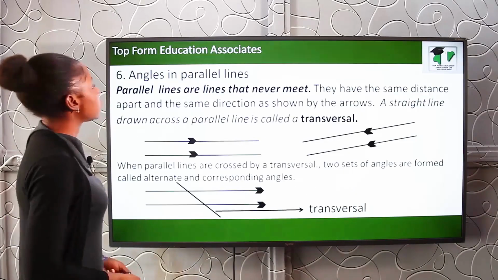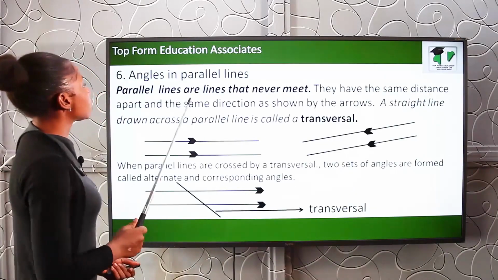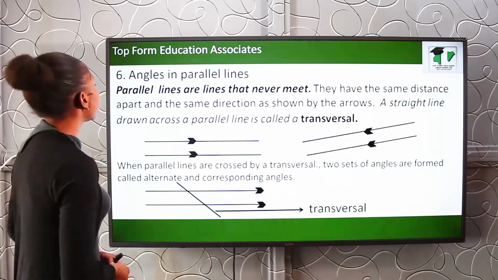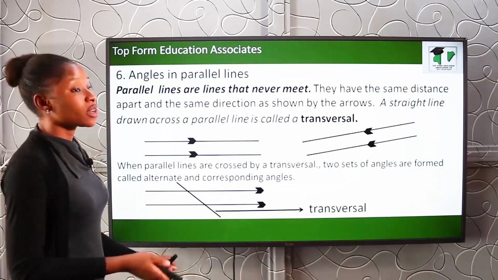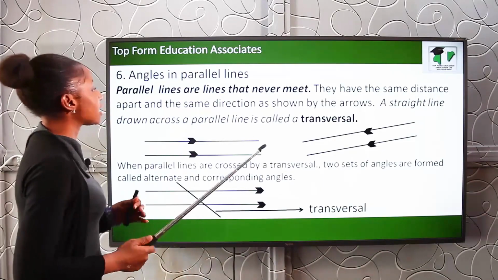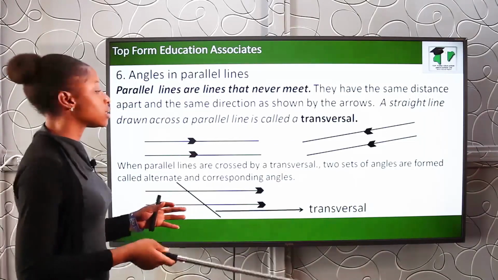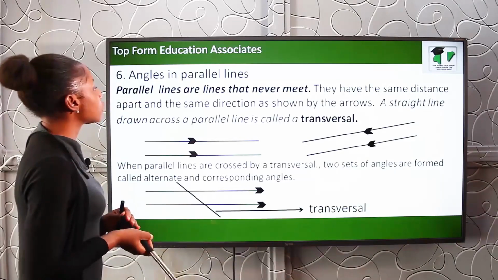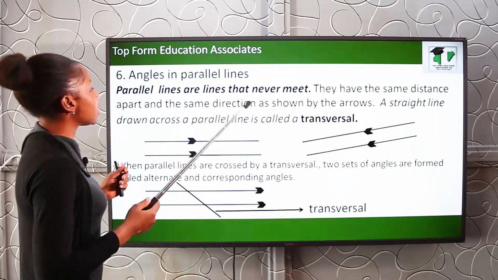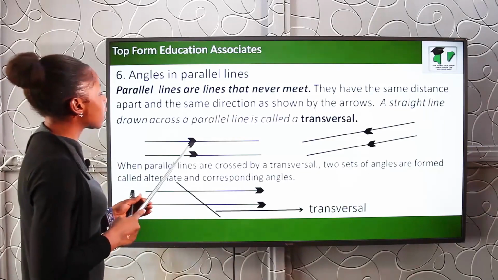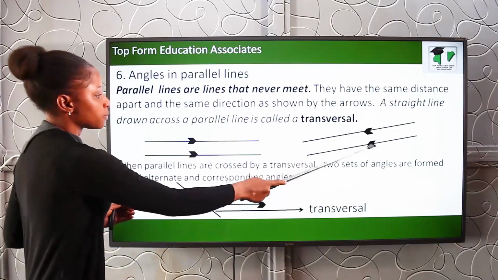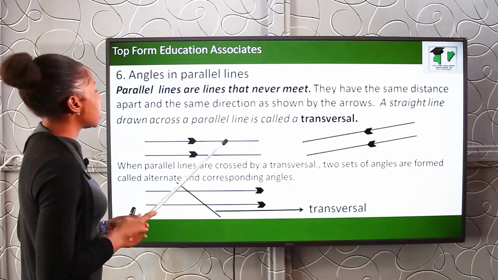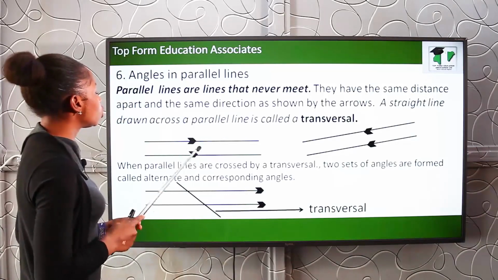Now, number 6, angles in parallel lines. We're going to be looking at angles in parallel lines. Parallel lines from previous study are those lines that never meet. They have the same direction, the same distance, but they do not have an intersection point. They have the same direction as shown by these arrows. You can see they are going in the same direction. They have the same distance, but they do not intersect. They do not meet.